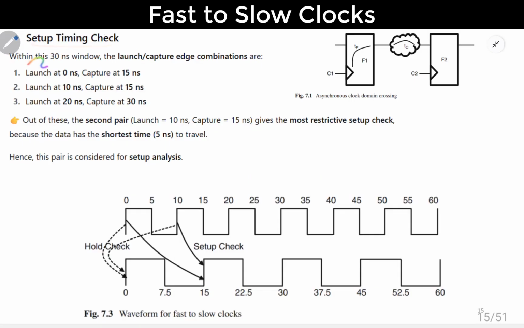Setup timing check: within this 30 nanosecond window, these are the launch and capture edge combinations. Where are we getting this from? It is nothing but the least common multiple of 10 as well as 15. Here the time period is 10 nanoseconds, here the time period is 15 nanoseconds. If you take the LCM, at 30 nanoseconds they will be common again, and again at 60 the edges will be common.